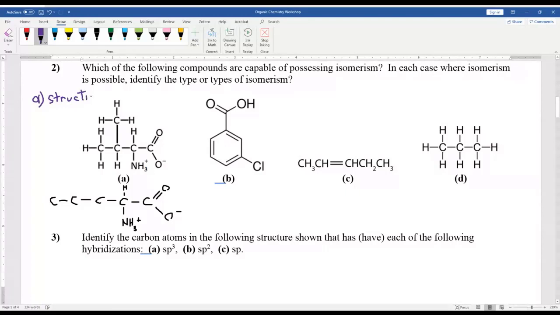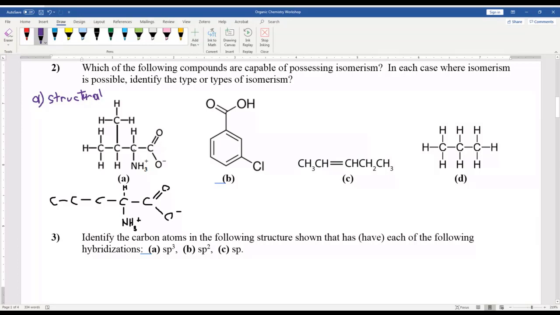Now, what about cis trans isomerism? It doesn't appear like that would be possible, right? Because there's no double bond. Yeah, it doesn't look possible. So it's not going to have cis trans isomerism.